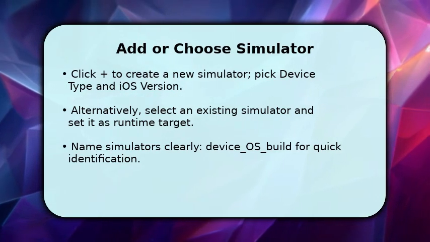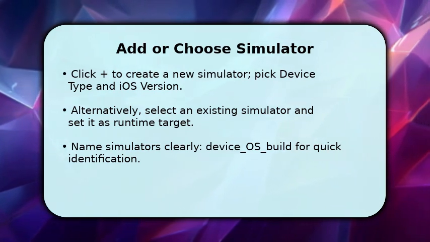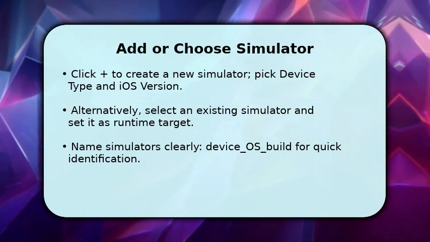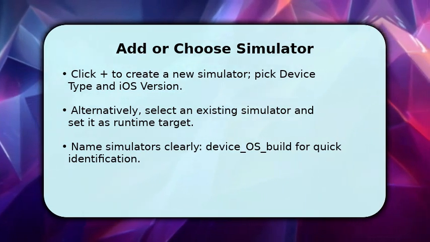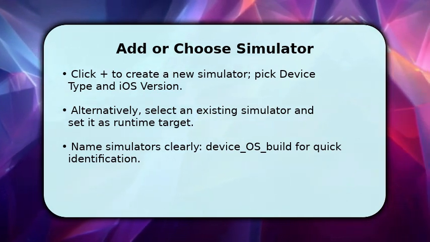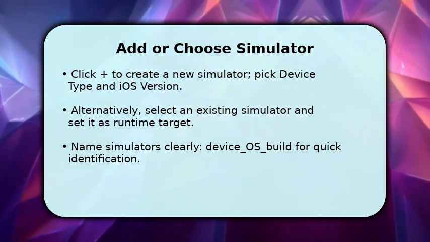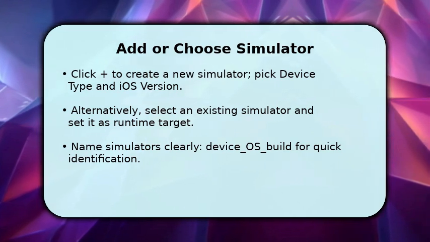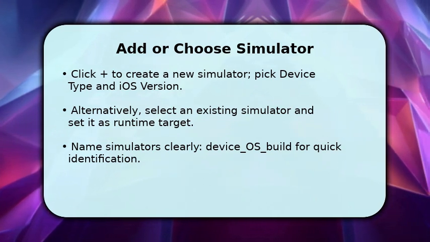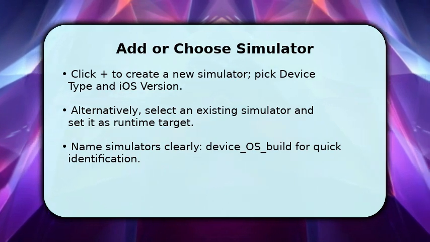Next, create or choose the simulator you'll run on. Click the plus button, pick a device type, then choose the exact iOS version you downloaded. Give it a clear name like iPhone 14 iOS 16 to avoid confusion. Alternatively, select any existing simulator in the list and make it the active target for your project. Once done, double-check hardware options such as orientation and scale in the window so the simulator will match testing needs. This ensures your builds run on the intended virtual device.